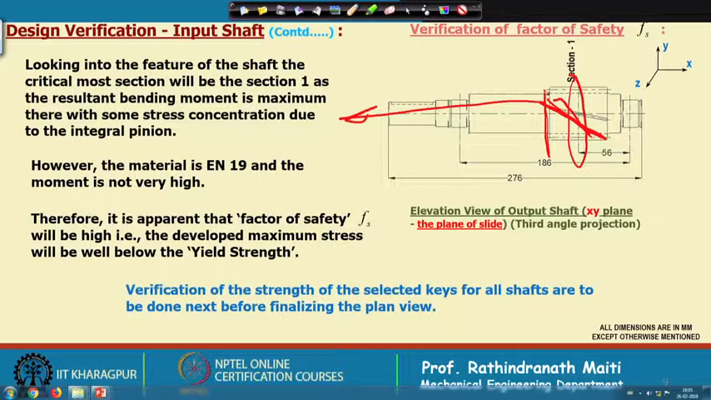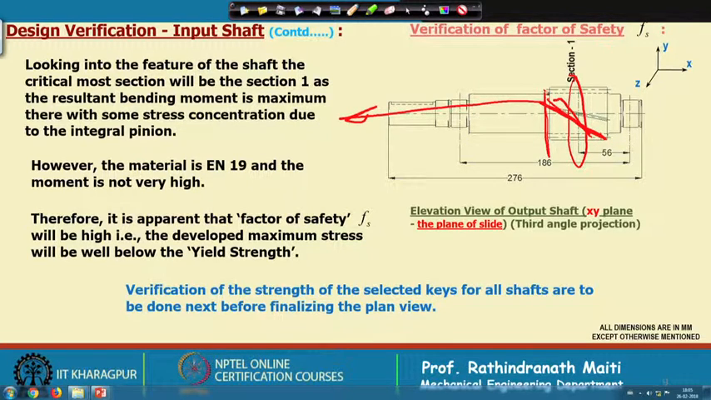Now, another thing is there, the material of this shaft, contrary to the output shaft, is EN 19, for which the allowable strength is much more.